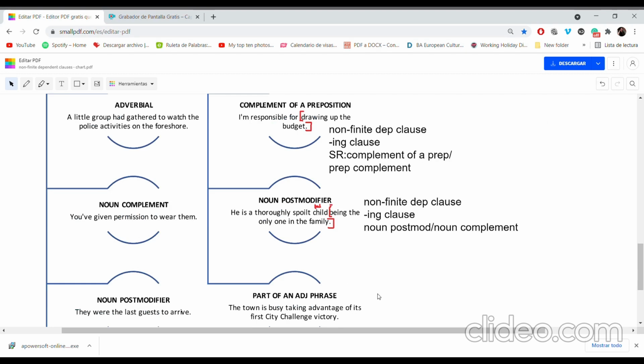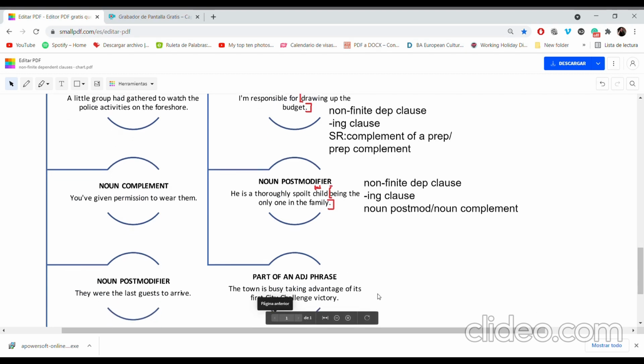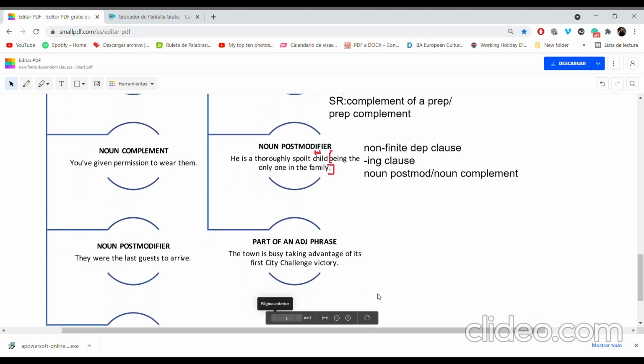The last syntactic role for ing clauses is part of an adjective phrase. Remember that we'll find an ing clause with the syntactic role of part of an adjective phrase or adjective complement, that will be the same too, if the ing clause is placed after an adjective completing the idea of the adjective. This means giving us information related to the adjective. Let's see this.